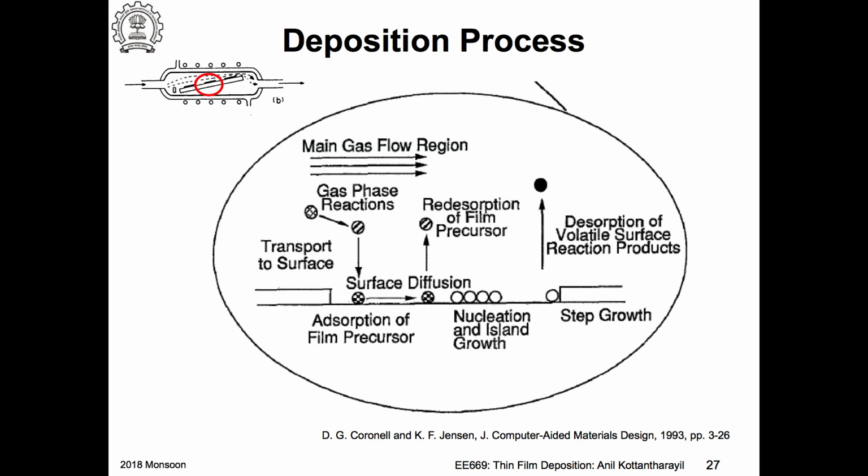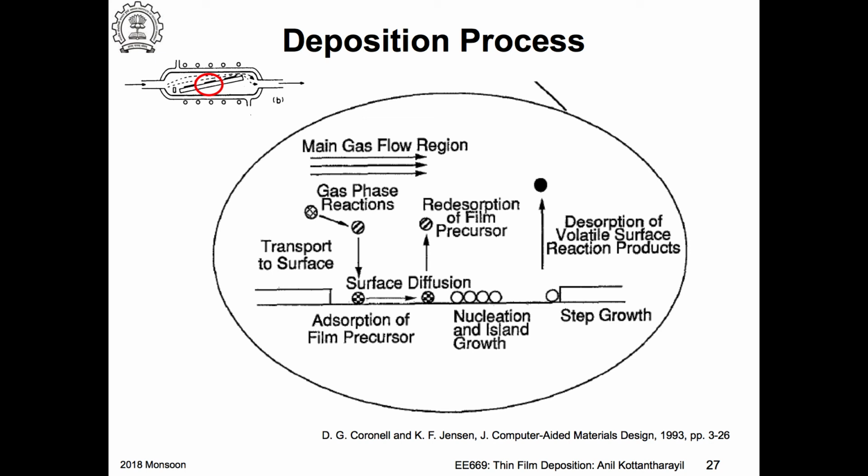Okay, so the deposition process is something that we have already seen, what happens on the surface, nucleation and so on and so forth. But you have this wafer placed on something, right? And you have a main gas flow, and this is your stagnant layer. Okay? So you can have various things happening here.